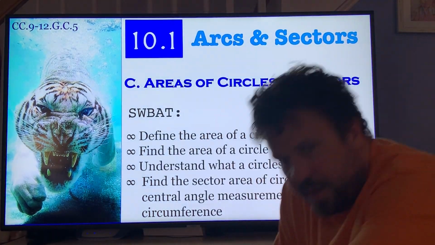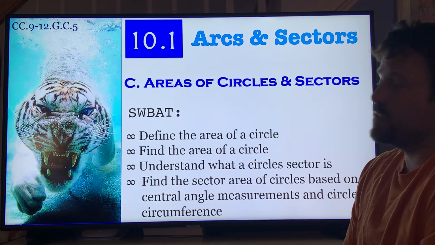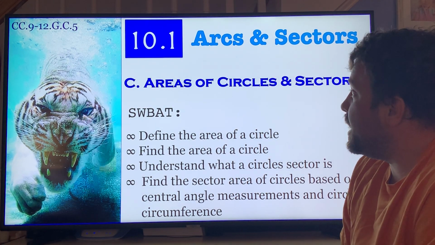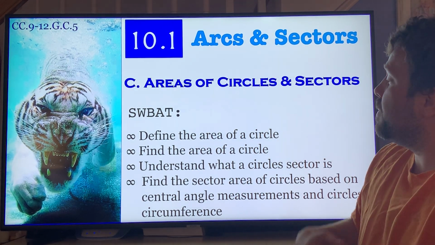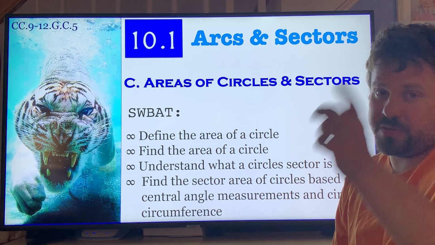Hello, welcome back. Today we're going over arcs and sectors, areas of circles and sectors. This is very similar to 10.1b, the lengths of arcs. The only thing is we tweak it a little bit. We're doing area now instead of circumference.